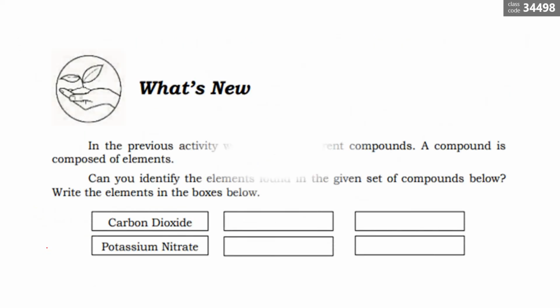Okay. What's new? In the previous activity, we identified different compounds. Compound is composed of elements. Can you identify the elements found in a given set of compounds below? Write the elements in the boxes below. Okay, let's try number 1. Carbon dioxide is composed of simply carbon. And the other one is oxygen. Very good. How about potassium nitrate?